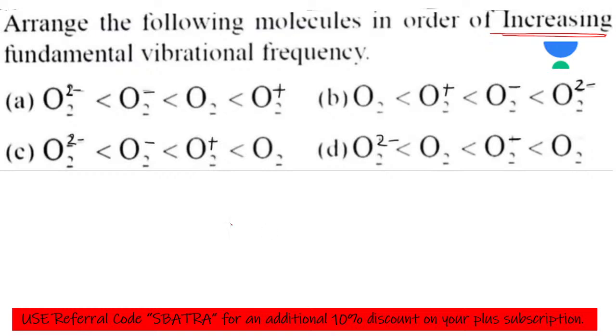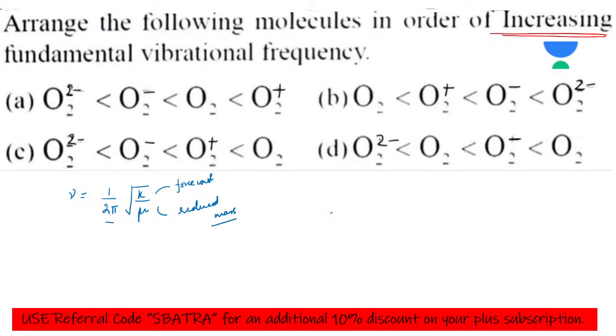See, which concept do we have to apply over here? The question is to arrange the following molecules in order of increasing fundamental vibrational frequencies. First of all, what is vibrational frequency? This is the formula of vibrational frequency: nu is equal to 1 by 2 pi times the square root of k by mu, where 2 pi is constant, k is your force constant, and mu is your reduced mass.